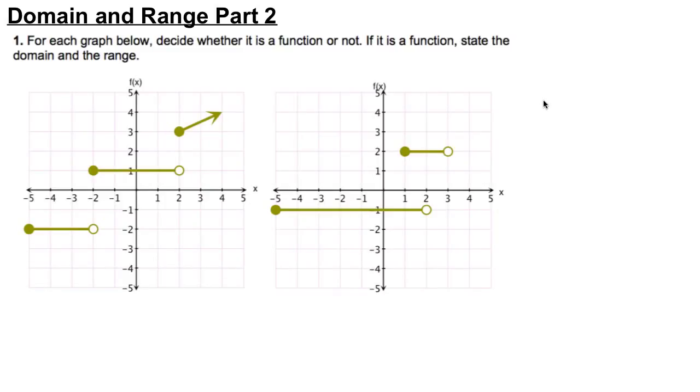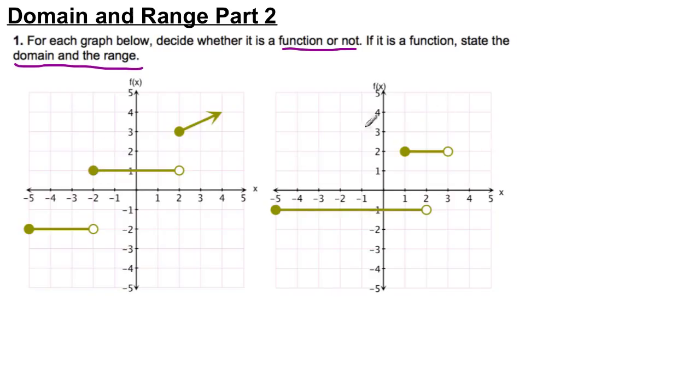Okay, in this video we're going to talk about some more functions and also some more domain and range stuff. Okay, here we go. So for each of these graphs below, we want to do two things. We want to decide if it's a function or not, and then if it is a function, state the domain and the range. Okay, so let's go ahead and do that. First of all, deciding whether it's a function or not.